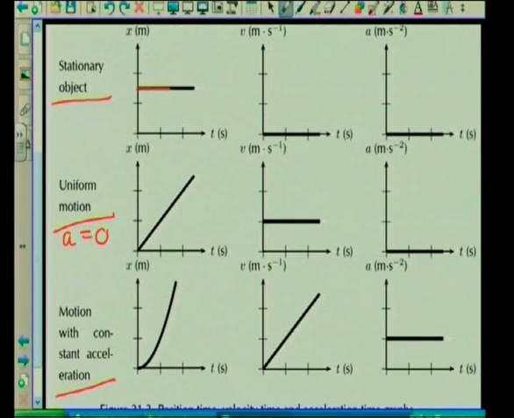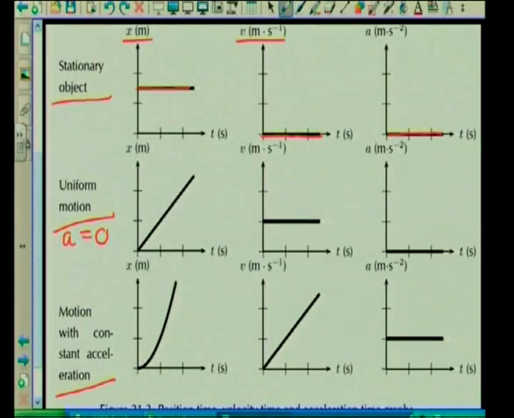So, nice straight line, nothing difficult. It also means, because it's stationary, that my velocity is 0. Please don't forget to label your graphs, very important. It also means if velocity is 0, acceleration is 0.